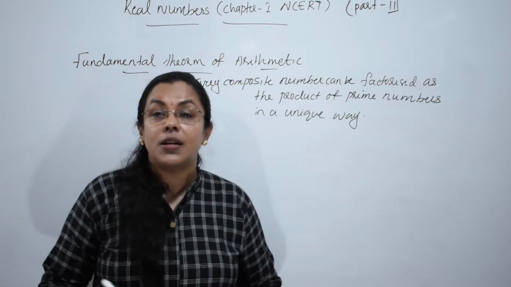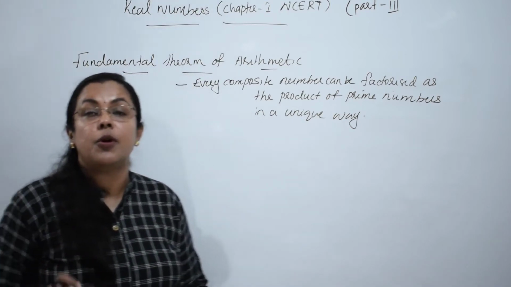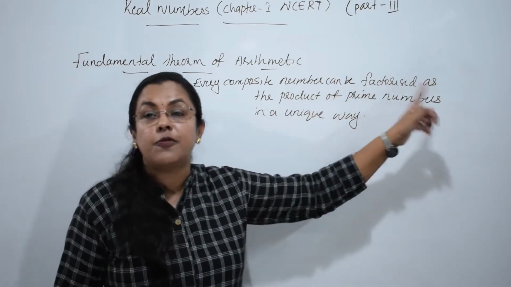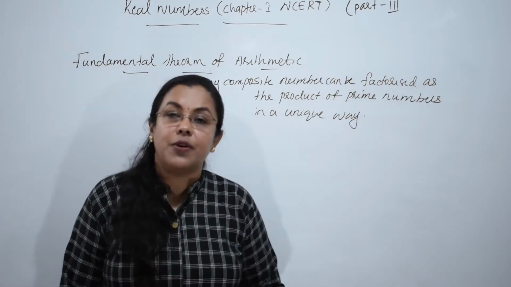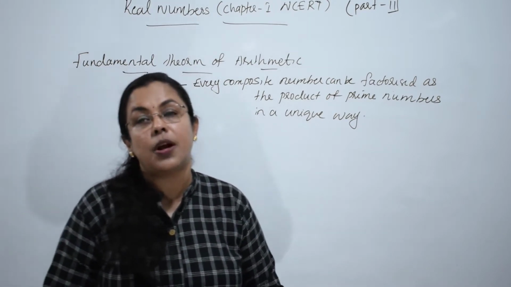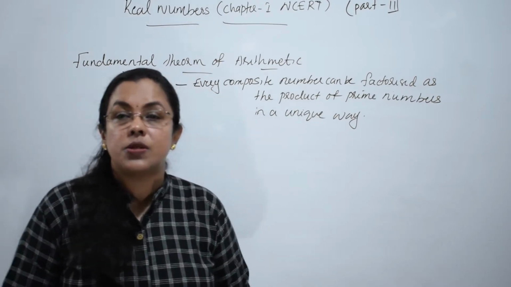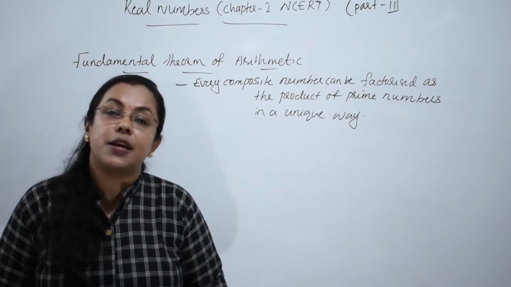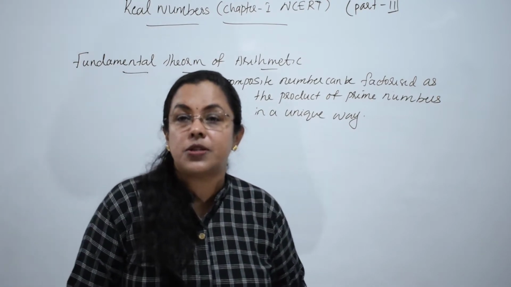Now, what is fundamental theorem of arithmetic? Fundamental theorem of arithmetic says every composite number can be factorized as the product of prime numbers in a unique way. What are its uses? It is generally used to find out the HCF and LCM. Okay, that is its first use.